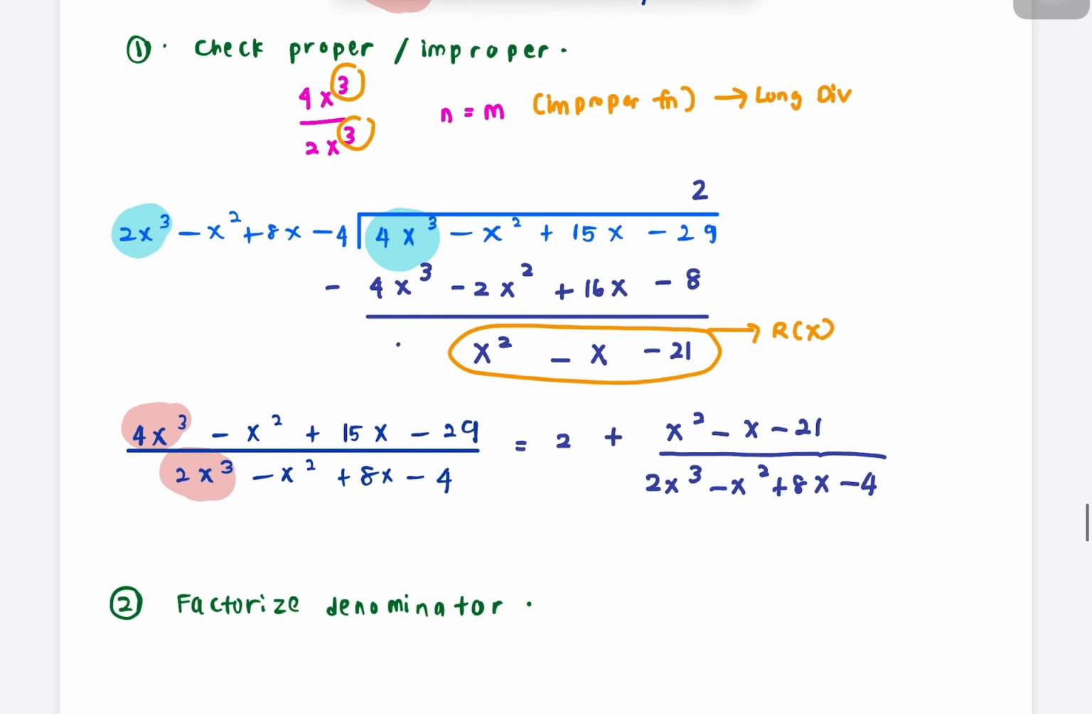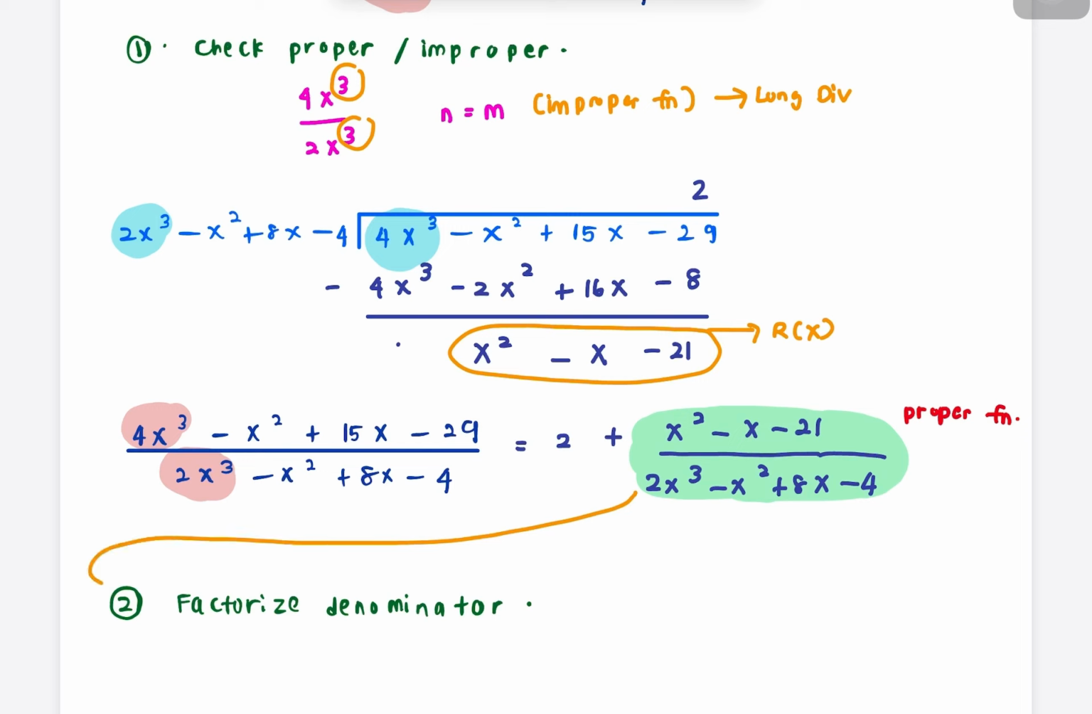Okay. So this is what we call the proper fraction. Why proper? Because the highest degree for the numerator, which is 2, is less than the highest degree for your denominator. So this is a proper function. Every time you perform the long division, you will have a proper function for this fraction. So just focus on this fraction.